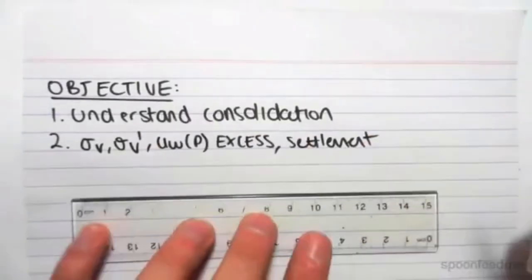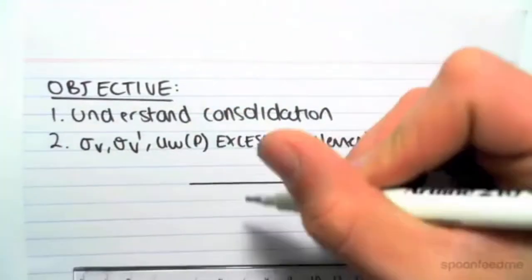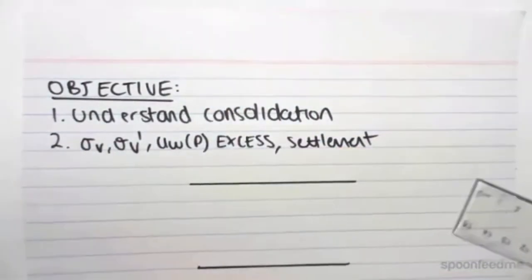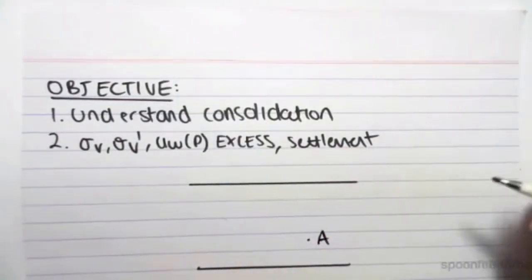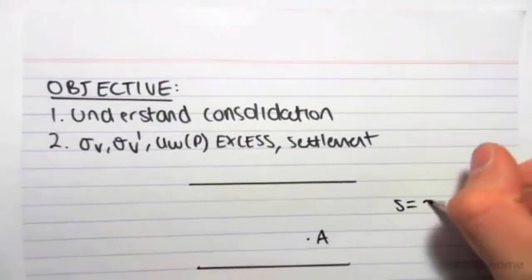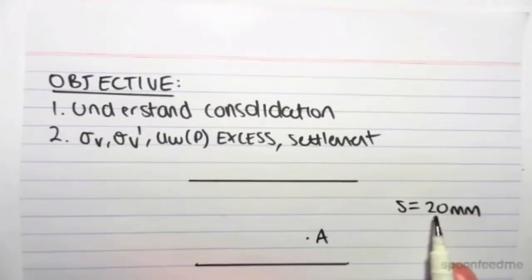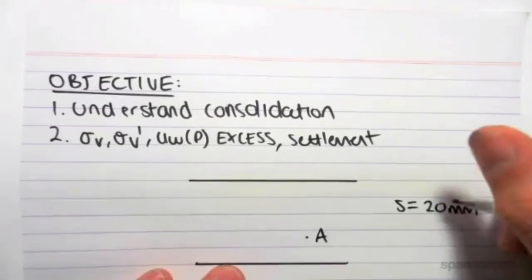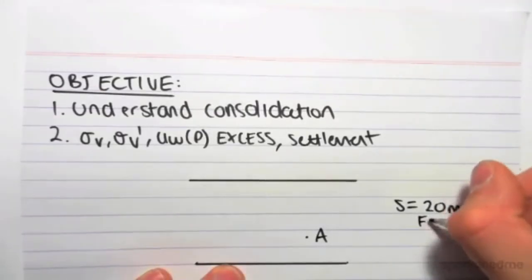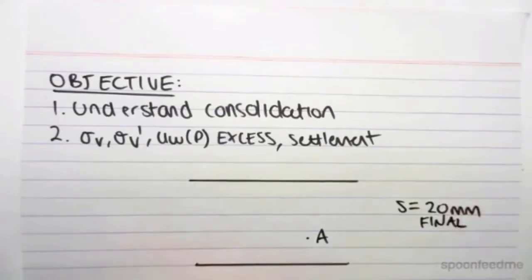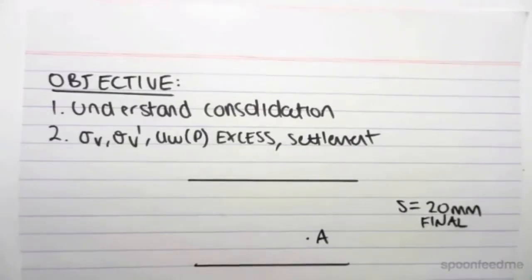So the examples we've been doing so far, we've been looking at a profile of soil at any point under the surface, and we've been finding the settlement, say, as 20 millimeters. Now this settlement is in the long time future. It takes a long time to get this final settlement of 20 millimeters. So this is a final settlement. But settlement occurs over time, which is what consolidation is. Consolidation is when settlement occurs over time.